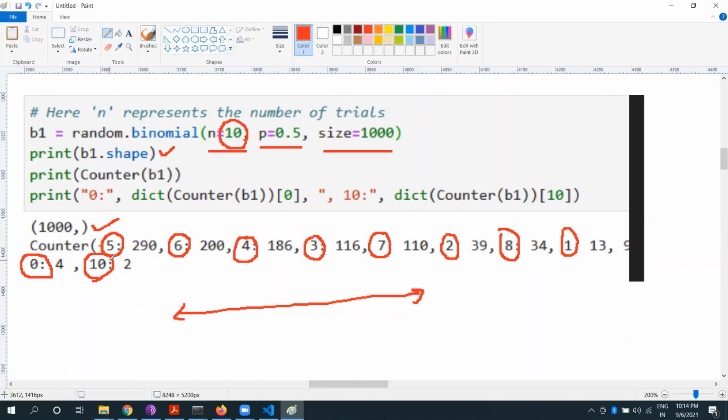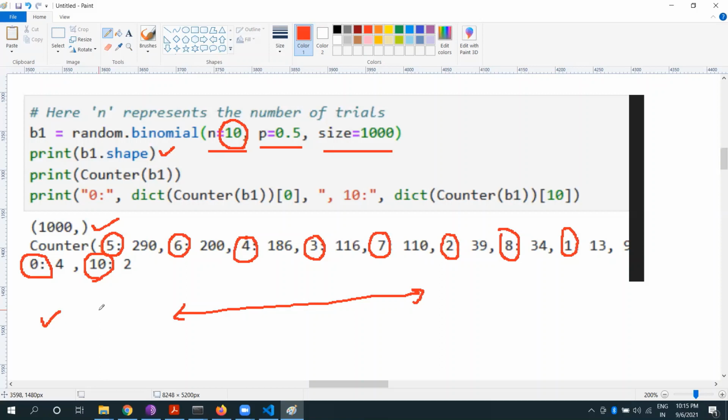No, this is 5 heads in an experiment. Only 2 times we got all 10 heads or all 10 tails. Now you are right, because the more extreme is rarer. 290 times we got 5 heads, half and half tails. Yes. I said the same thing previously also.